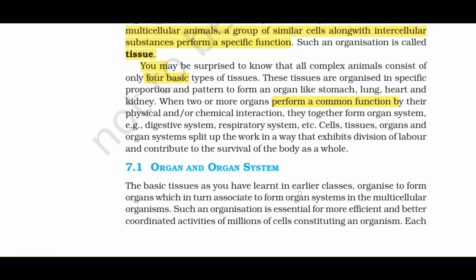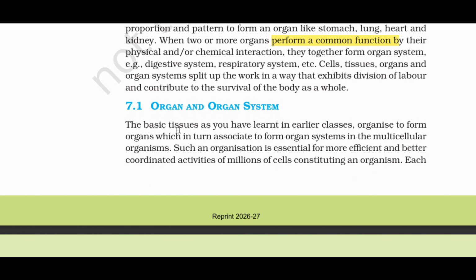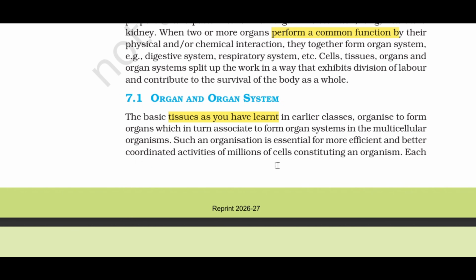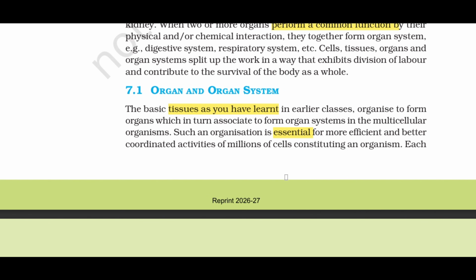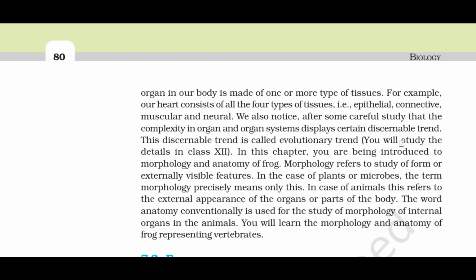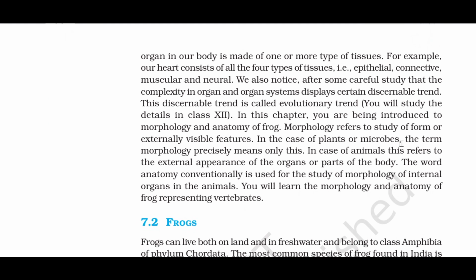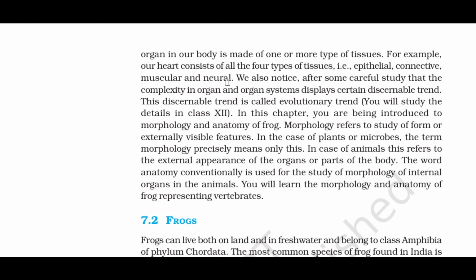Organ and organ system. The basic tissues, as you have learnt in earlier classes, organize to form organs which in turn associate to form organ systems in the multicellular organisms. Such an organization is essential for more efficient and better coordinated activities of millions of cells constituting an organism. Each organ in our body is made of 1 or more type of tissues. For example, our heart consists of all the 4 types of tissues, i.e., epithelial, connective, muscular and neural.